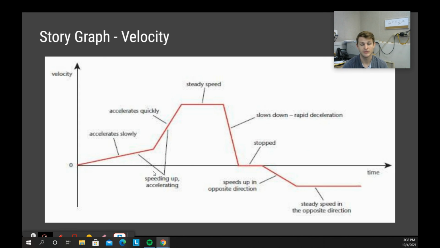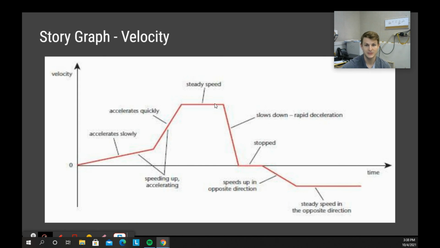Same thing on a story graph. We had a story graph for speed. Same thing, story graph for velocity. So here you go. We have an accelerating object. Velocity is accelerating, right? This is an object where its velocity is increasing. This would be the upward curve on a position time graph. And then it accelerates even more quickly.